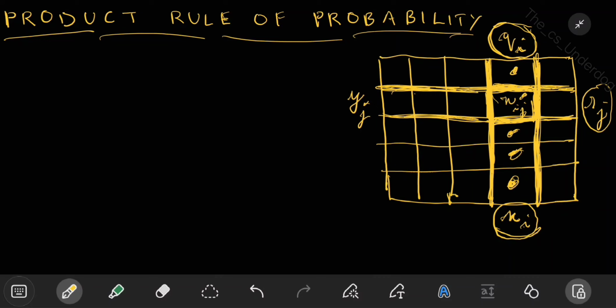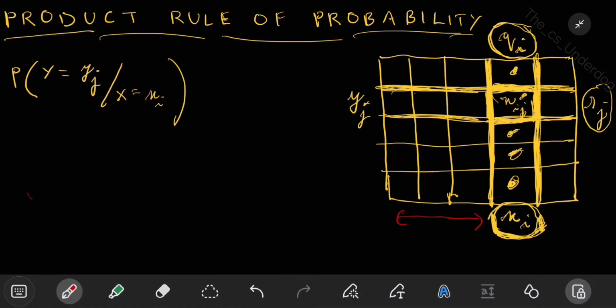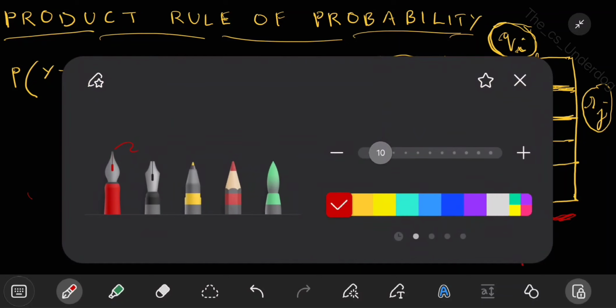Let us start with a conditional probability, which says: what is the probability of y taking the value yj if it is given that the value of x is xi? That is, I'm telling you x is taking the value xi. This I'm already telling you, which means all these other columns are not in the picture now. Only this one column is in the picture because the value of x is fixed. It is xi, you already know that. Now, what is the probability of y taking the value yj?